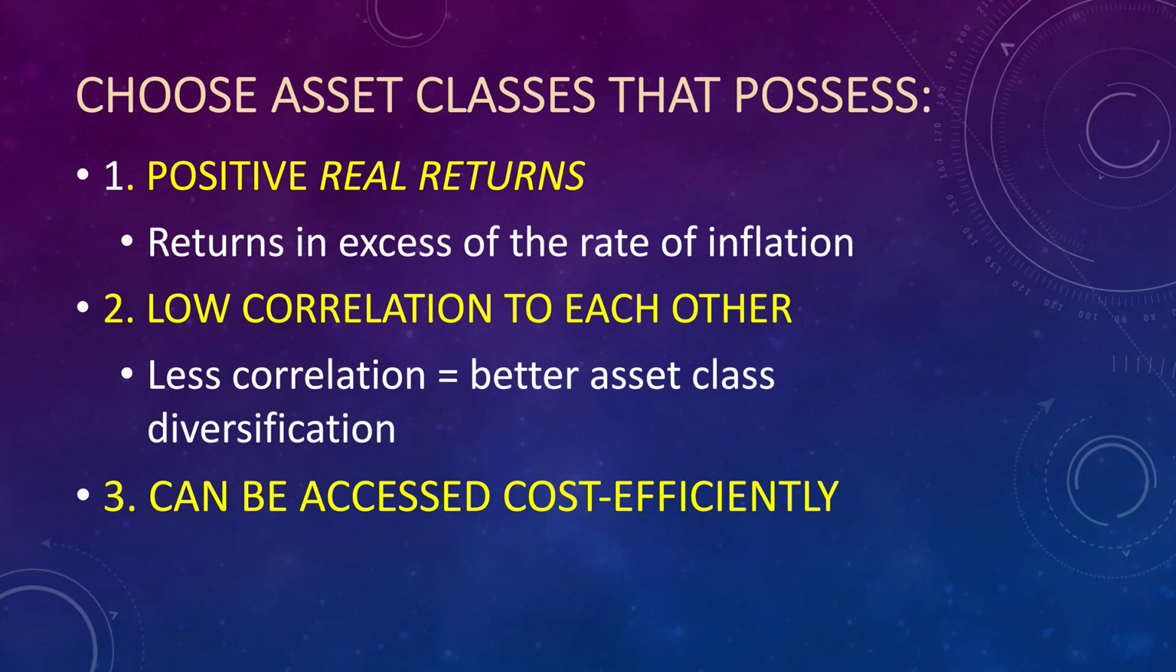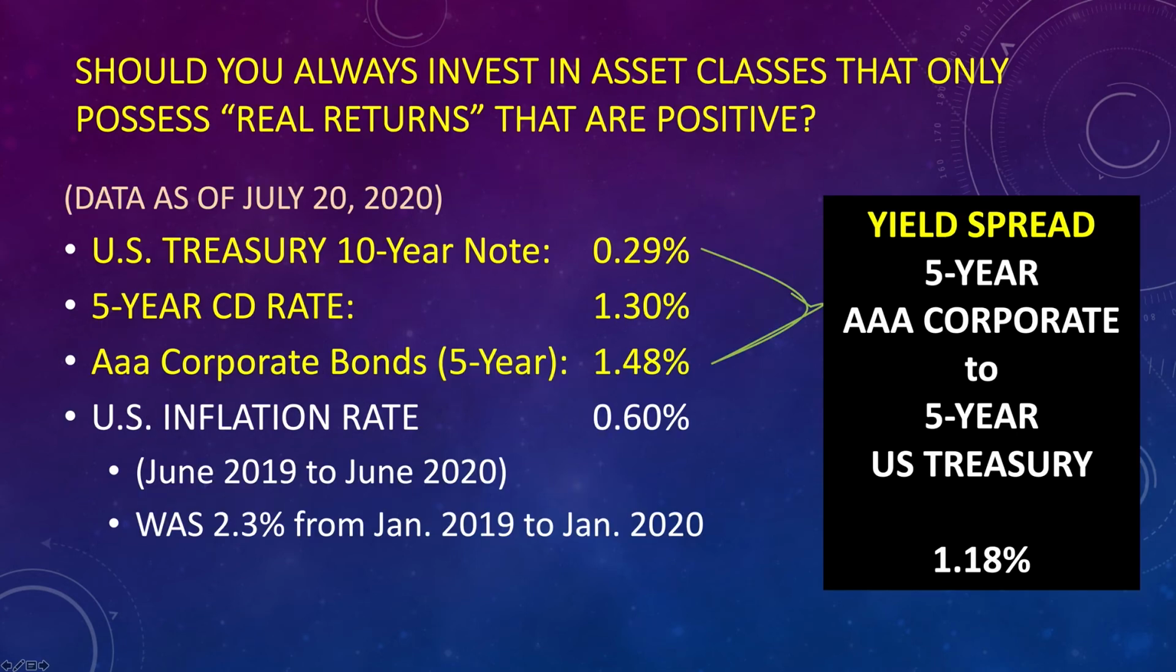Low correlation to each other. All right, we know that. Why? Basically, it helps from the standpoint of rebalancing. We don't want our portfolio to move all up and all down at the same time. We'd like to have a smoother ride, but you also need to be able to access the asset class cost efficiently, and that's one of the reasons we're going to rule out investing in, for example, hedge funds. So again, should you always invest in asset classes that only possess real positive returns?